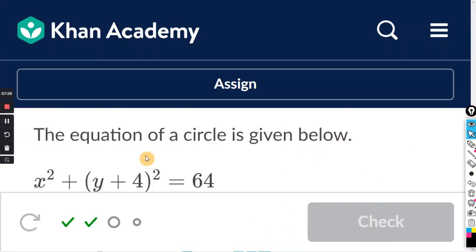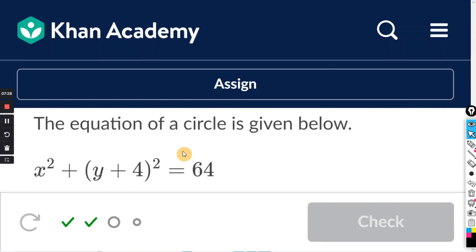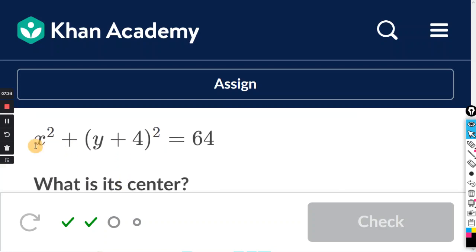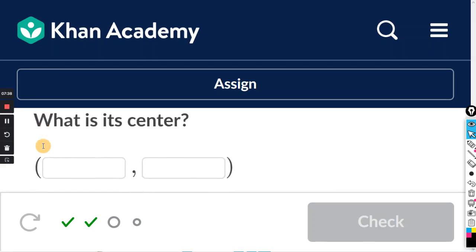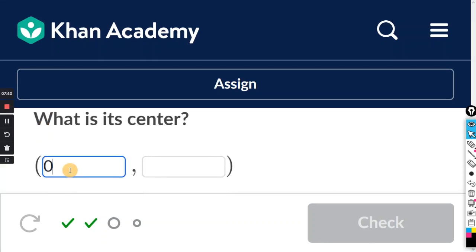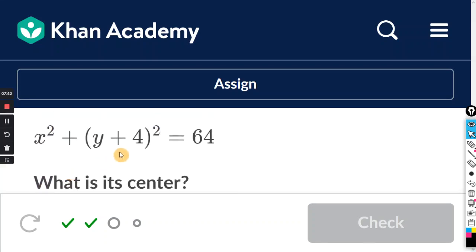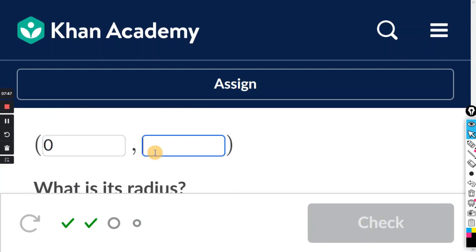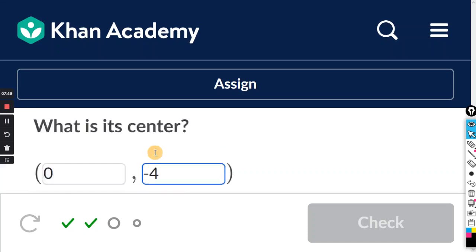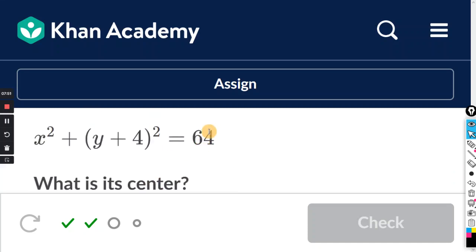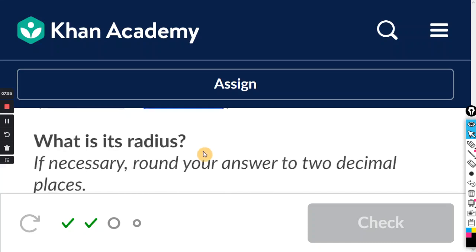All right, last one. I'll do this one the shortcut way. We said you can just change the plus minus sign on the coordinates. So x squared is the same as x minus 0 squared. So the x coordinate is 0. And this right here, y plus 4, we just make it negative 4, so the y coordinate is negative 4. And the radius squared is 64. You take the square root of 64, and that's 8. And that goes right here.